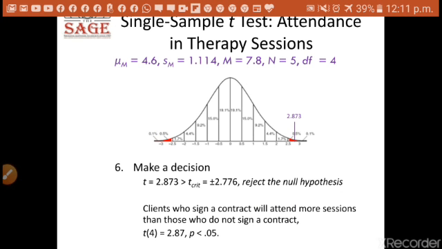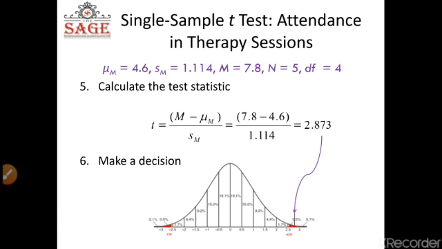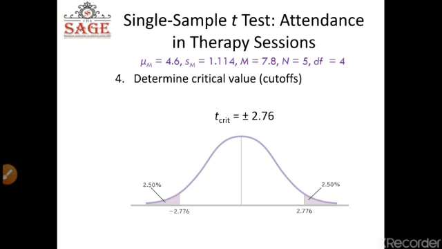So what is the answer? Our concentration should be on the answer. What is the answer? Clients who sign a contract will attend more sessions than those who do not sign a contract. So it is written like this: t(4), that is student's t-test at degrees of freedom of 4, equals 2.87, where the p value is less than 0.05. So where is your p value? It is the value 2.776.